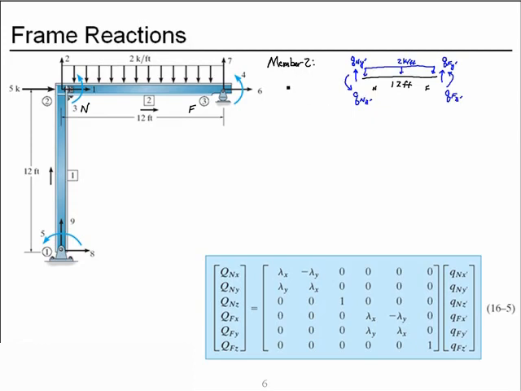So some of the information we'll need in order to transform it, we need to know that lambda x is plus 1, and lambda y equals 0, because the change in x coordinate is the same as the length, the change in y coordinate is 0. So we have these directional cosines. Now let's go to the inside back cover of our text to find our fixed end moments at the ends of the member.